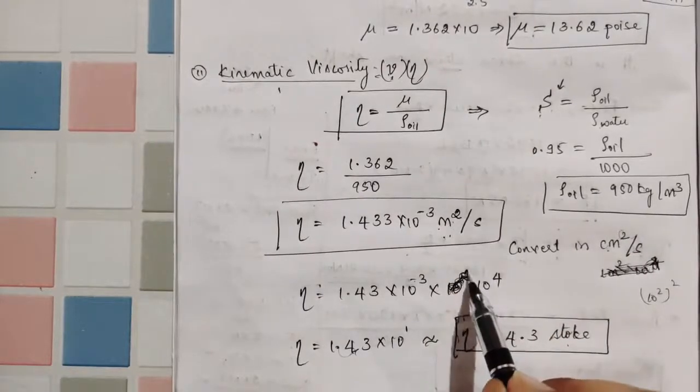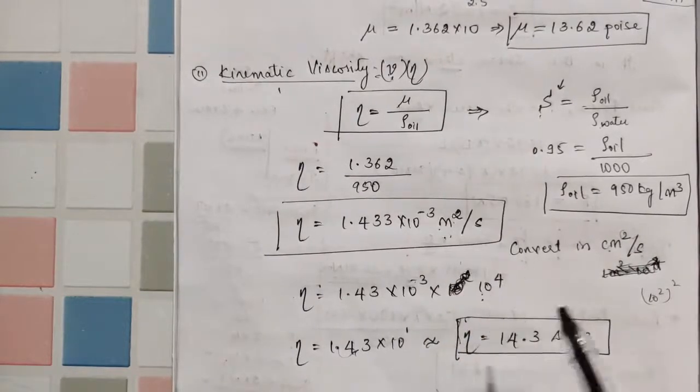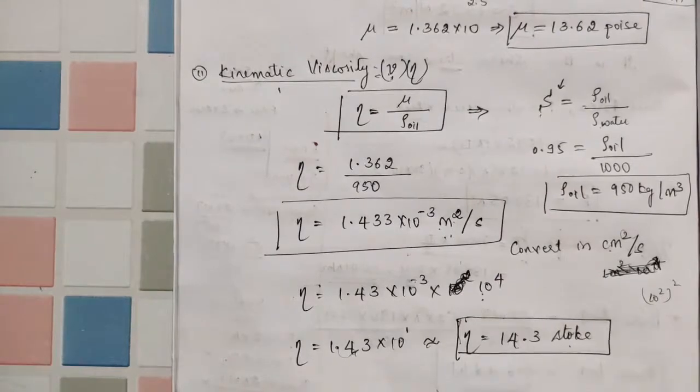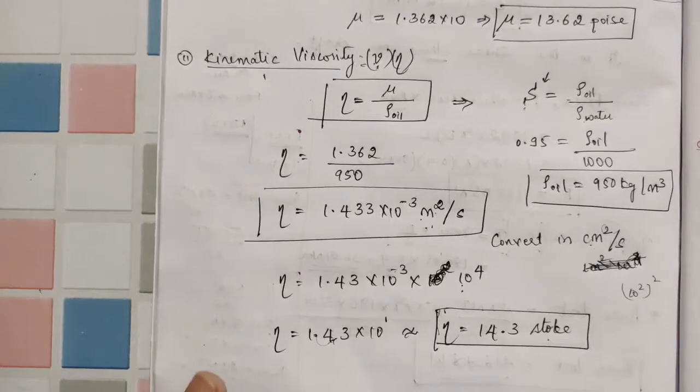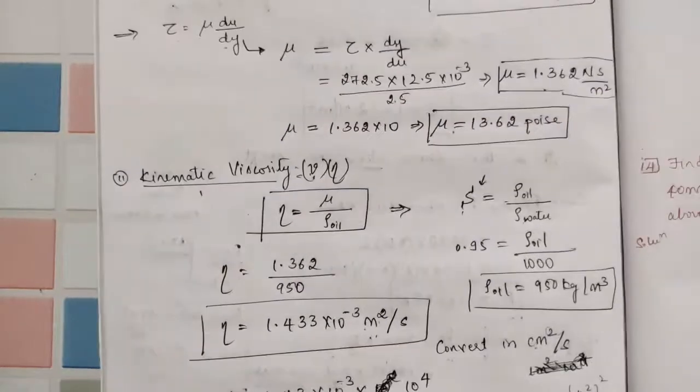So whenever you want to convert meter square into centimeter square, square is the key term. If it is not square, you have to multiply with 10 to the power of 2. Because it is square, we have to multiply with 10 to the power of 4. I hope you understood. So next problem we will go.